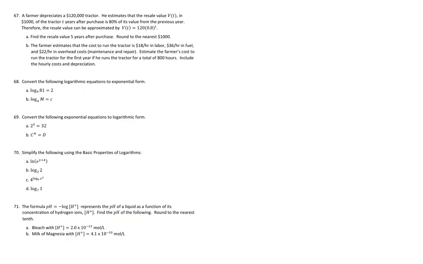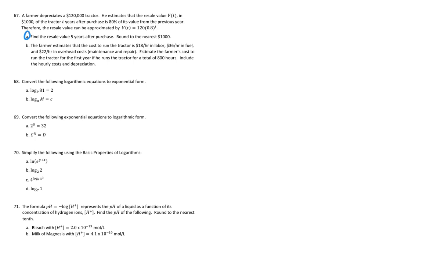Okay, looking at question 67, a farmer depreciates a $120,000 tractor. He estimates the resale value V of T in $1,000 of the tractor T years after purchase is 80% of its value from the previous year. Therefore, the resale value can be approximated by V of T is equal to 120 times 0.8 to the power of T. So start off with part A here. I'm going to find the resale value 5 years after purchase, rounded to the nearest 1,000.